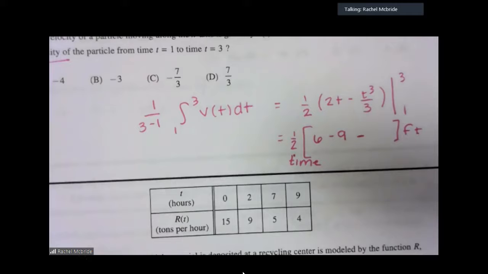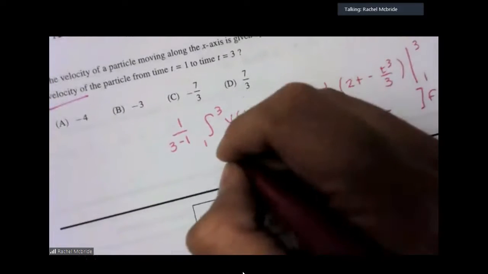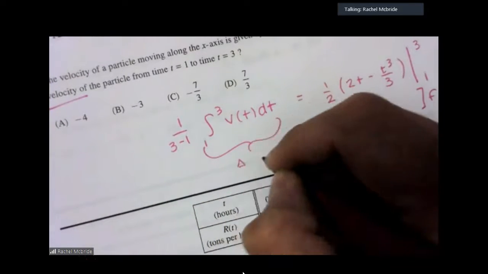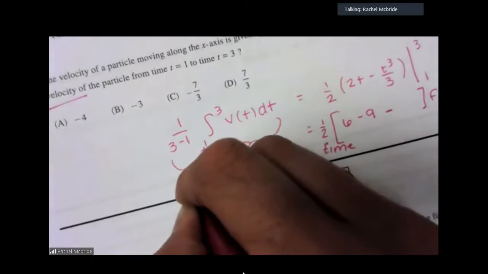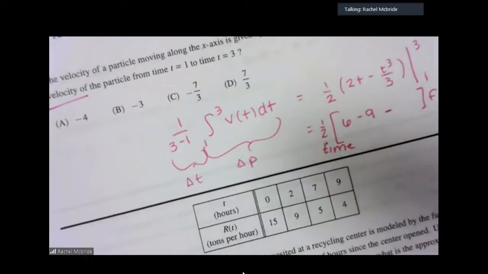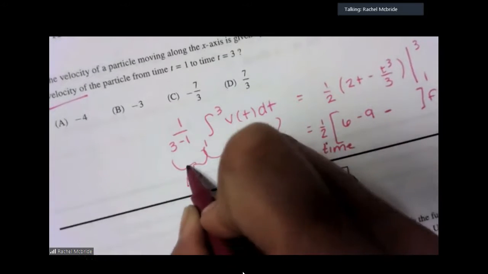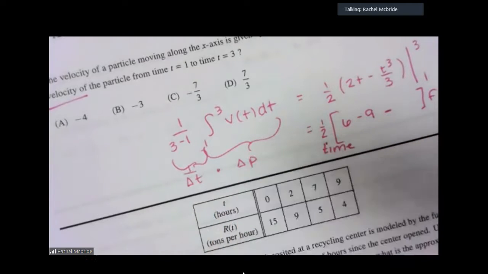Does that make sense? Think about the integral. You're right. The integral gives you position. But because I have the change in time in front of position, the integral is going to give me the change in position, and this is going to give me the change in time. So you're going to have change in position times 1 over change in time.